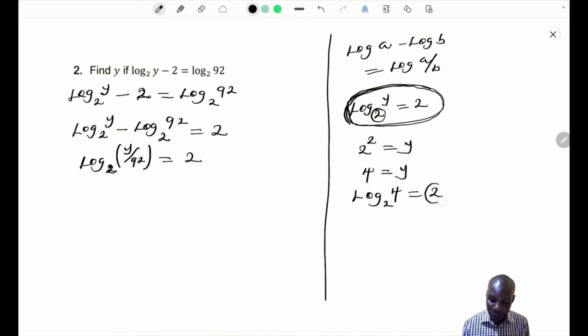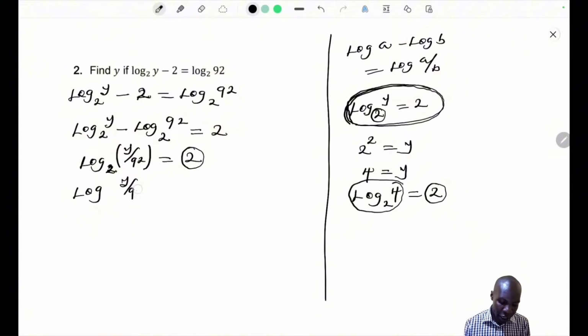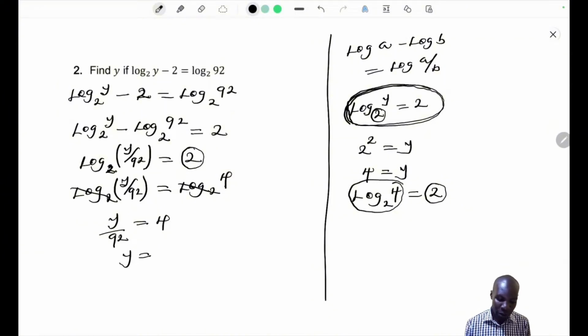So instead of having 2 on the right-hand side, we can have log of 4 to base 2. So we'll have log of y over 92 to base 2 should give us log of 4 to base 2. So this one cancels out. So we have got y over 92 should give us 4. So y is equal to 92 times 4, which is 368, and that is the answer for that.